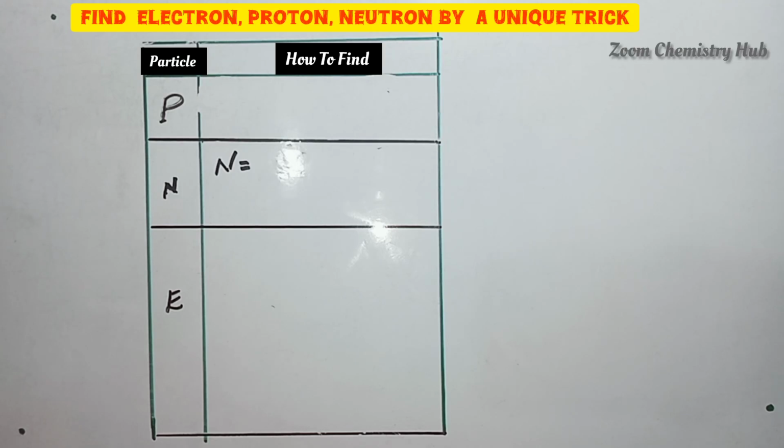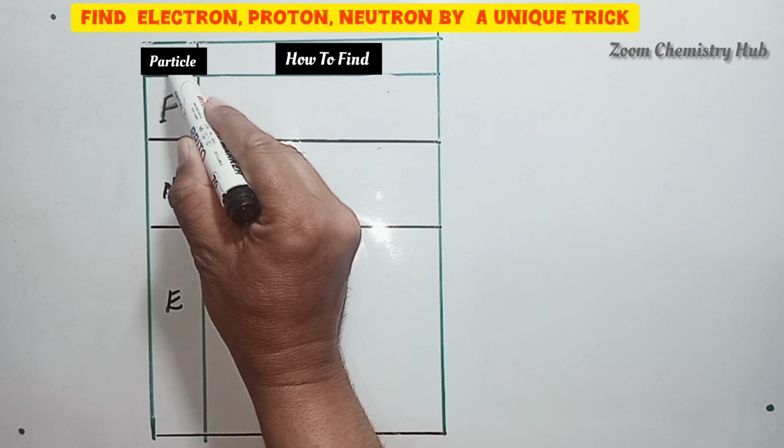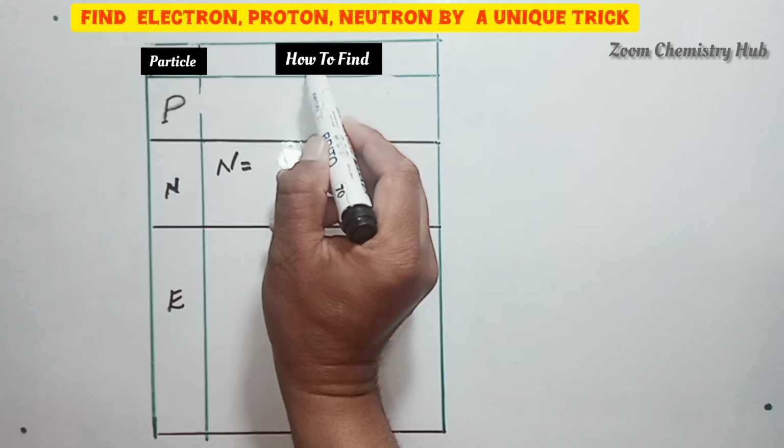Today in this video we will find the number of electron, proton and neutron of an atom or element. So for calculating the number of electron, proton and neutron, we have to follow the following steps. Here we have a table in which we have to write the number of particles and how to find.